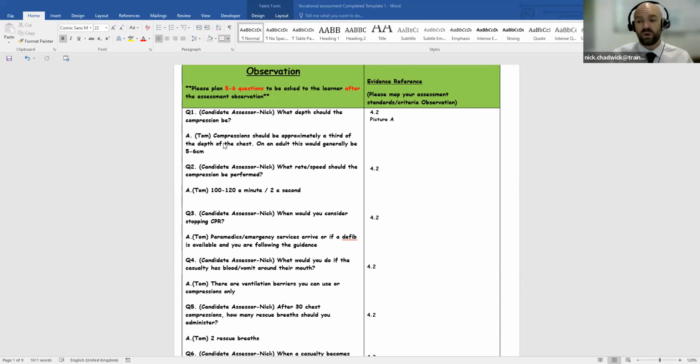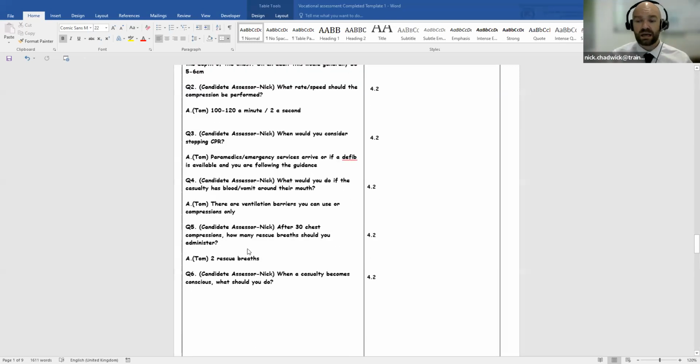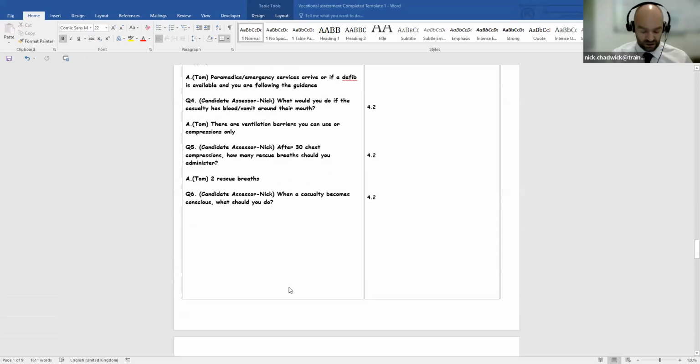Okay. So the questions should be quite simple. They should be quite straightforward. And it's very important that you write down the learner's response as well. So even if they get a question wrong, you're still going to write down their response, because you can mark obviously the answers to the questions after this stage as well. But try to aim for 5 to 6 questions, and this is going to be relevant to your actual assessment as well.